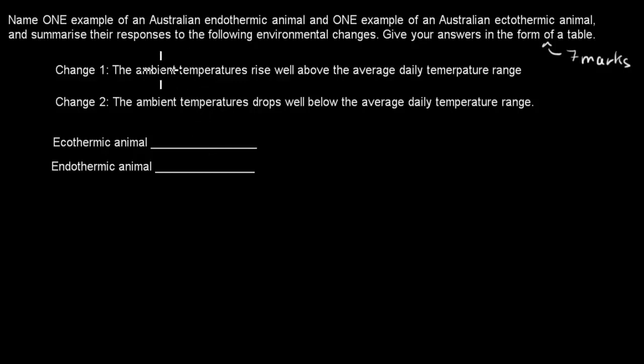So now I'll read the actual question. It says, name one example of an Australian endothermic animal, and one example of an Australian ectothermic animal, and summarize the responses to the following environmental changes. Give your answers in the form of a table. That's worth 7 marks. Change 1, the ambient temperature rises well above the average daily temperature range. Change 2, the ambient temperature drops well below the average daily temperature range. Your ectothermic animal goes here, your endothermic animal goes there. So you get about 5 seconds to pause the video. Once you pause the video, attempt the question and press play when you're ready.